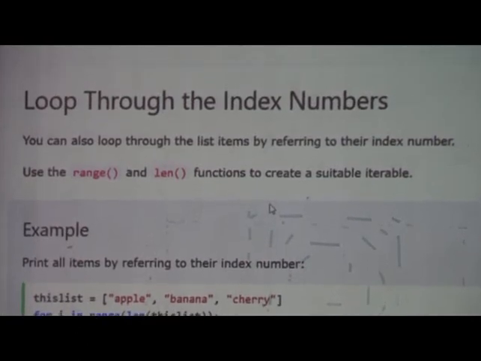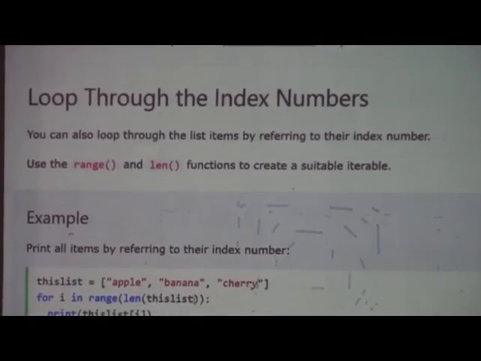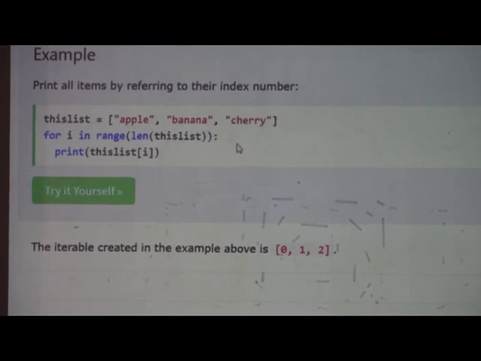Okay. Looping through index numbers. If I want to write it that way, I can do it. Here I use I as an index. Earlier X was an element of the list, now I is an index of the list. But if I want to use an index, I should know where to start and where to go. So I can say, for I in range, length of this list.